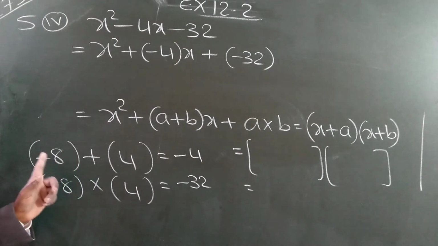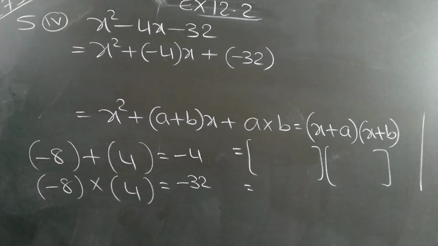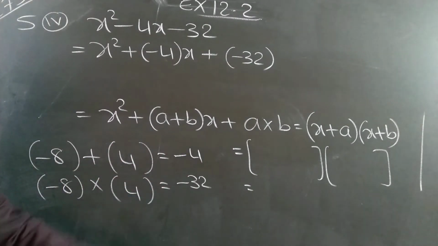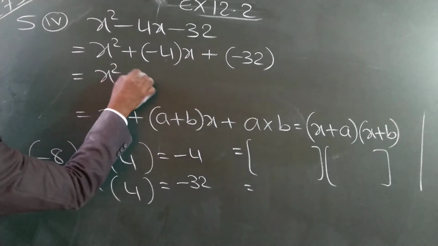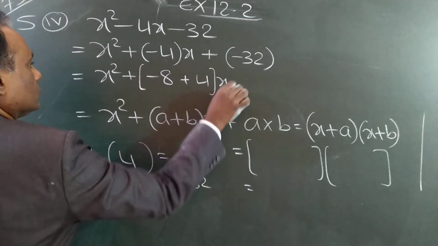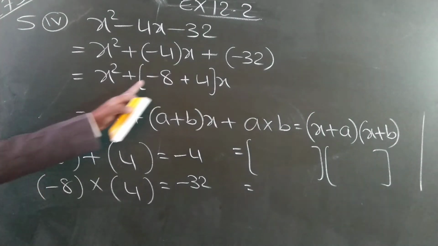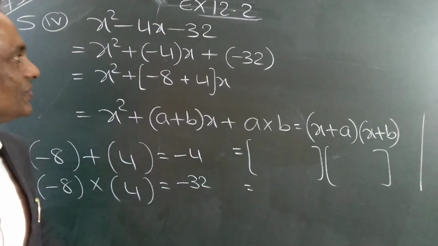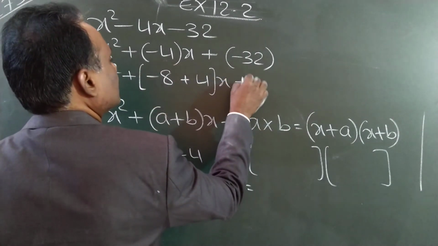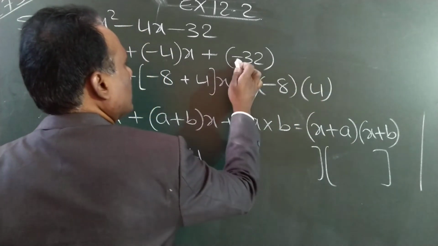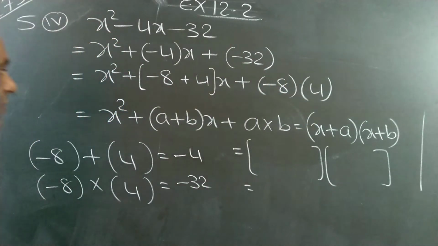Like this. First time I chose one minus and one plus. But the concept is simple. If you add, get this. If you multiply, you have to get this. Minus 8 plus 4 is minus 4. 8 into 4 is 32. Minus into plus, minus 8 into 4, 32. Exactly the formula.